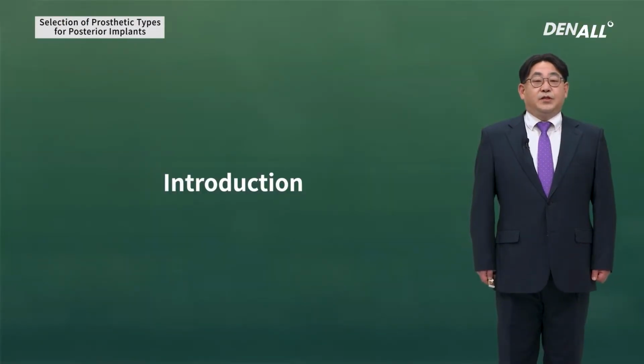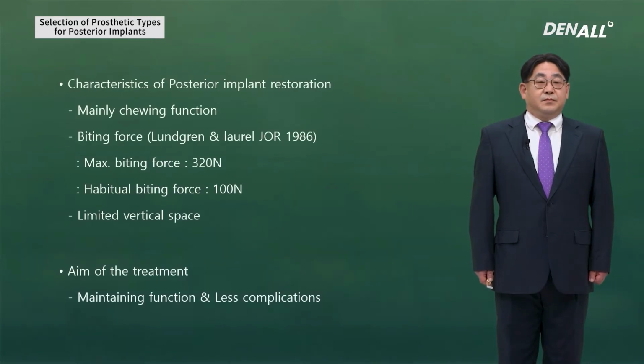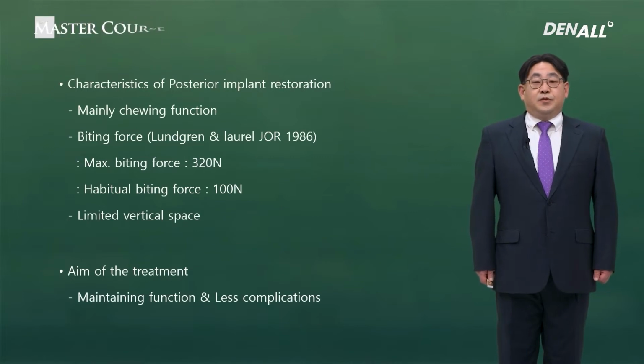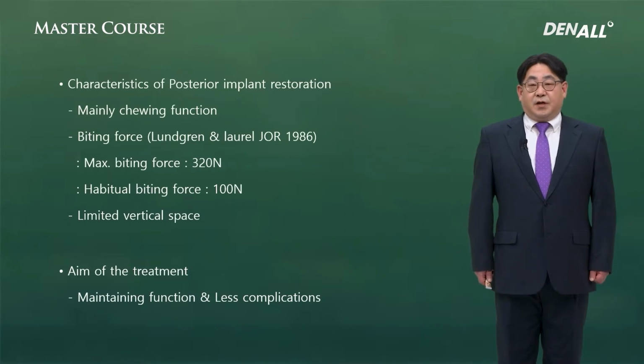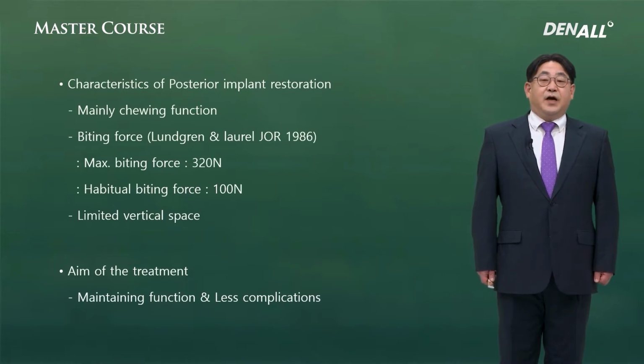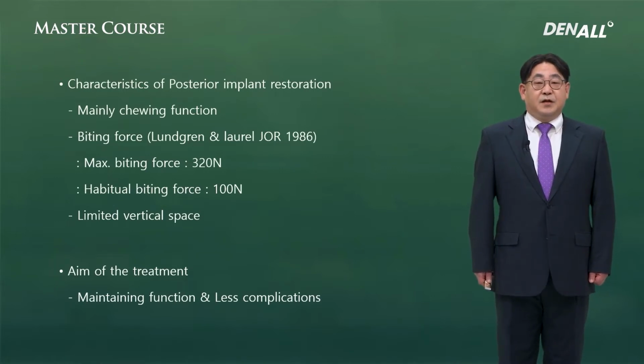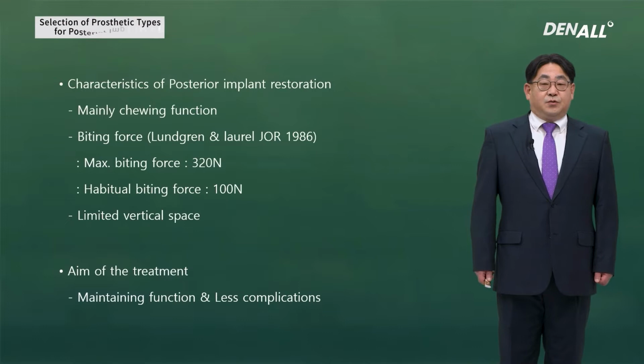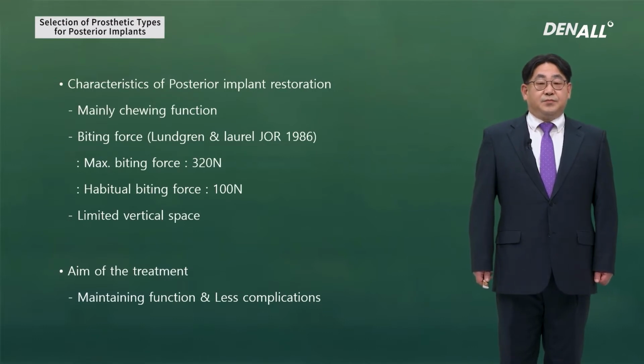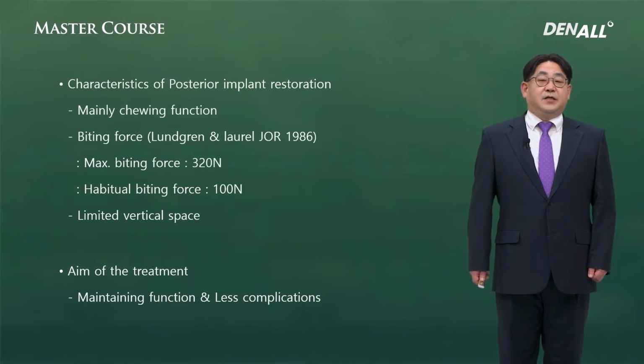First, let's look at the characteristics of prosthesis. Characteristics of posterior implant restorations. Foremost, the posterior area serves a primary role in mastication. Masticatory force can vary depending on dentition and oral condition. Also, it can be divided into maximum biting force and habitual biting force. On natural teeth, vertical force is applied vertically, but on restorations, vertical and horizontal force is applied at the same time.